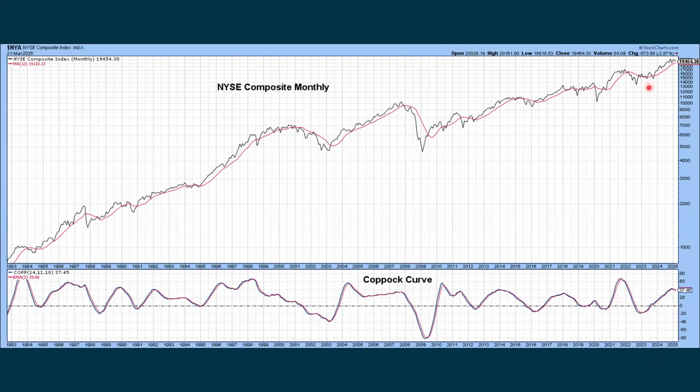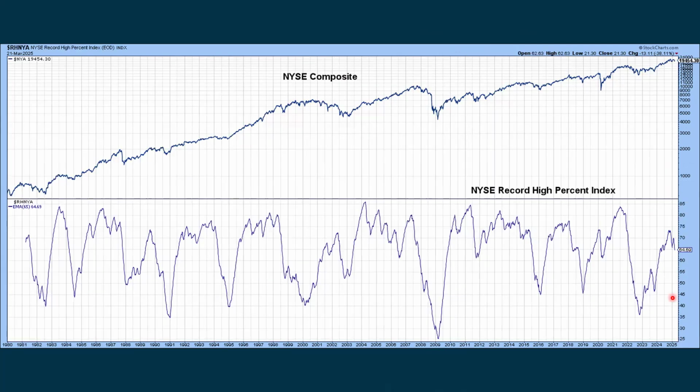This is a monthly chart of the NYSE, still above this long-term moving average. This is a 12-month moving average, but we are rolling over with the momentum. It's not as strong as it was before. Daily chart, NYSE, we're coming down here with the NYSE record high percent index. When this is going up, that's positive. This just shows that even though the NYSE has been holding up better, it's been under pressure lately too.